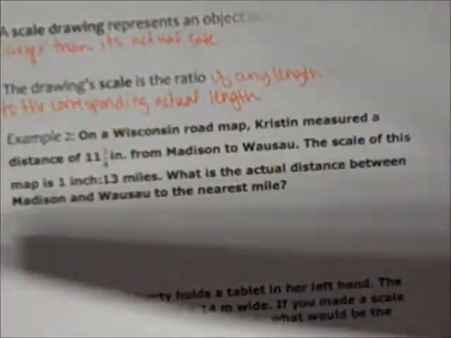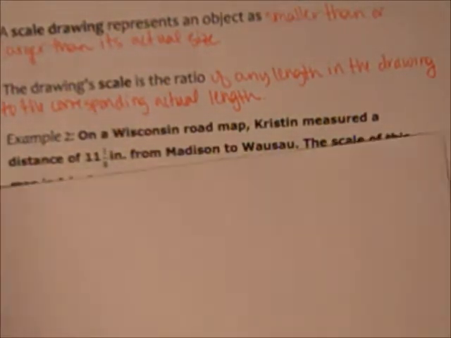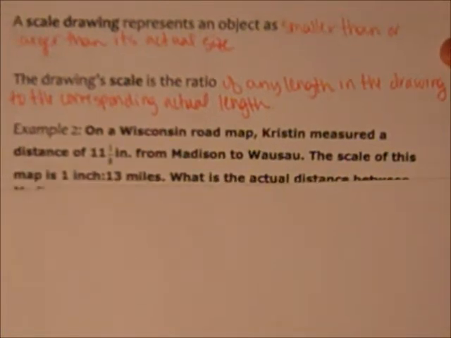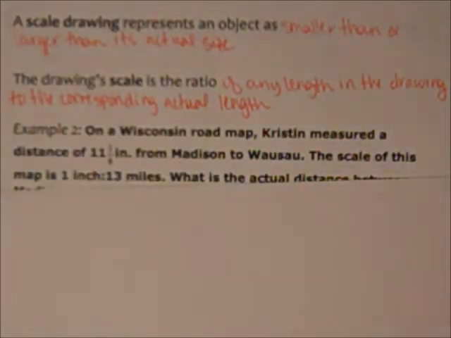Alright, a scale drawing represents an object smaller than or larger than its actual size. So you know about these, architects, people who design cars and things like that. You don't want to work with your actual dimensions, so you make a scale that's smaller. And the scale drawing is the ratio of any length in the drawing to the actual length. So they're basically giving you the scale factor, just like we learned about in 7.2, and we're working from there.